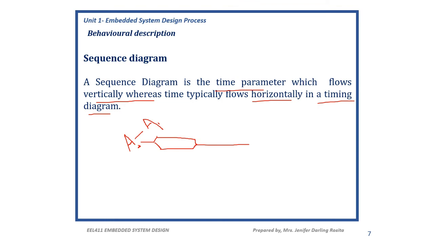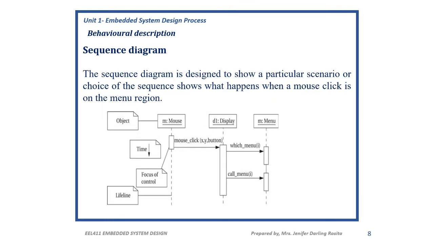Some kind of timing diagram representation. Whereas here, what is happening, a sequence diagram is the one where the time parameter flows vertically. So vertically means in this direction. Okay, so now let us see what this sequence diagram looks like.